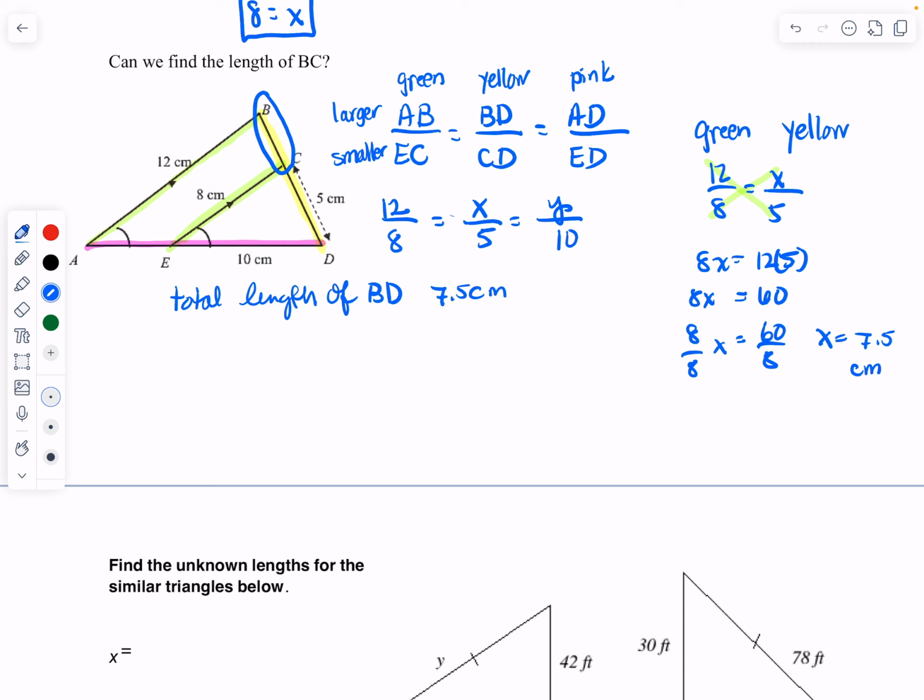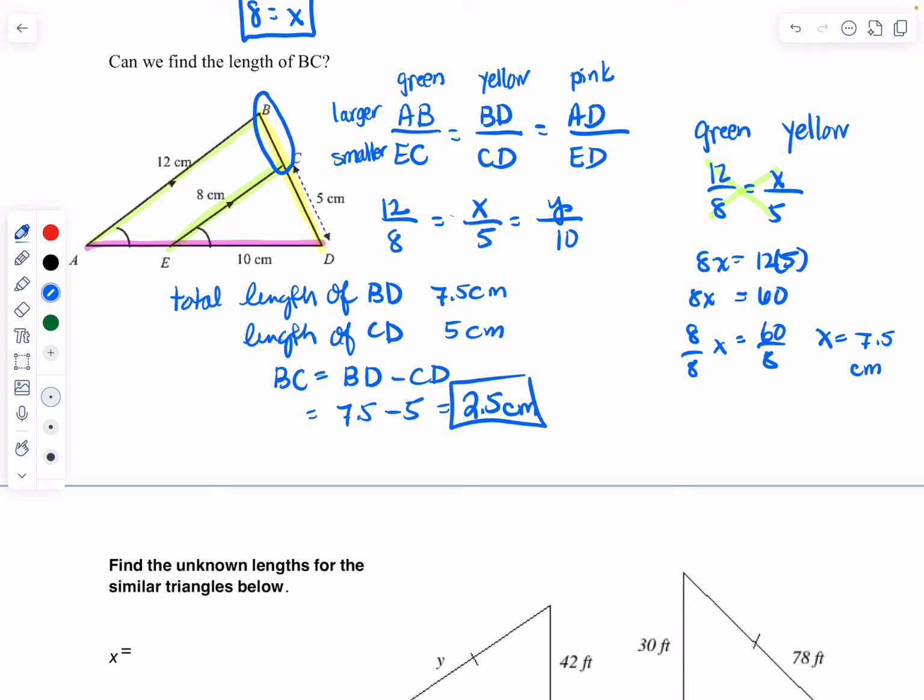Okay, I do know that the length of CD is 5 centimeters. So if I want the length of BC, I'm going to have to subtract BD minus CD, okay? And that'll give me the length of BC. So if I do 7.5 minus 5 centimeters, that gives me 2.5, and that is the length of BC. Okay, so this required me to do 2 steps.